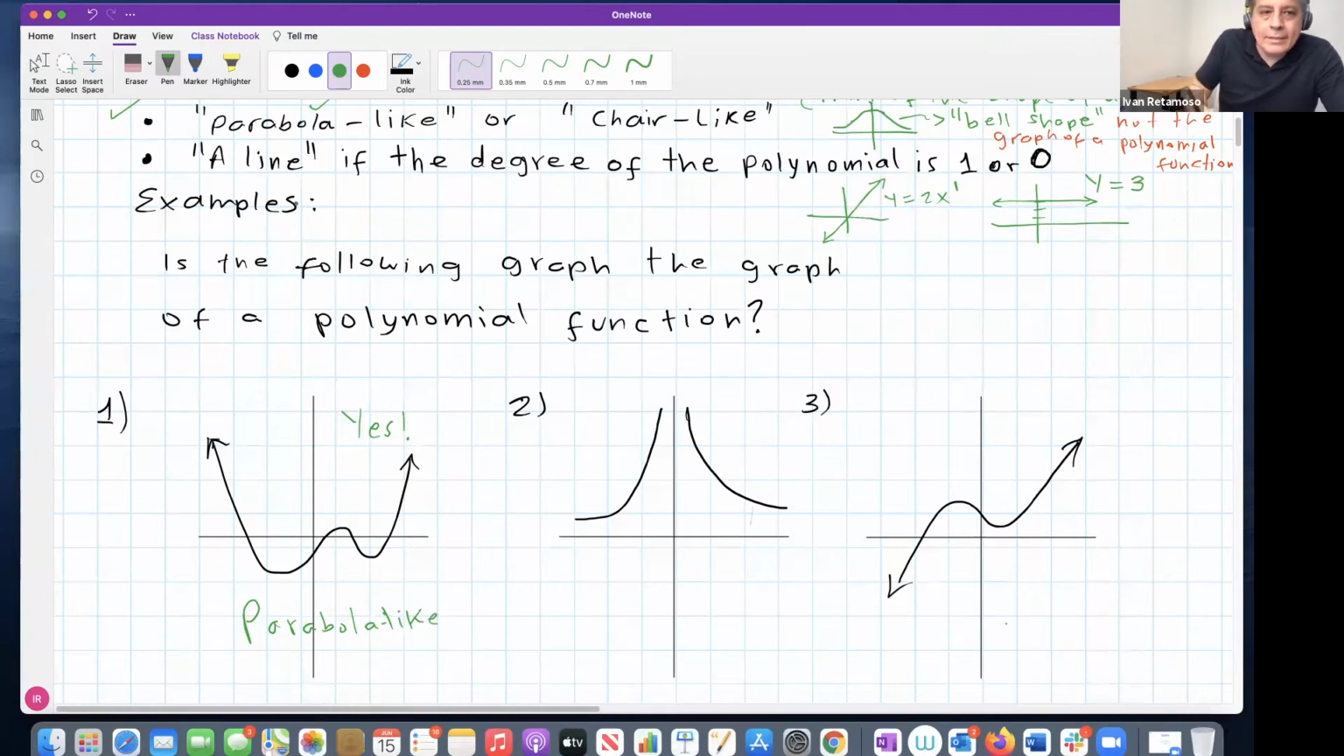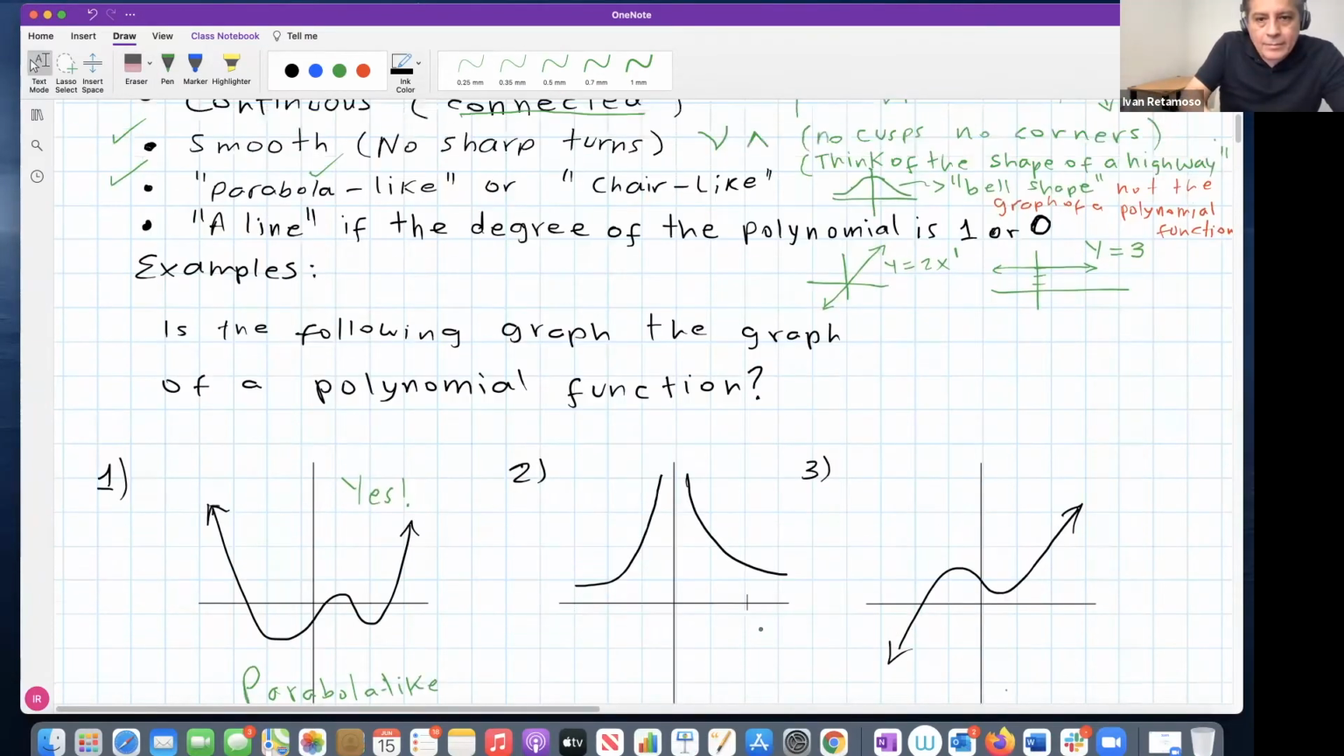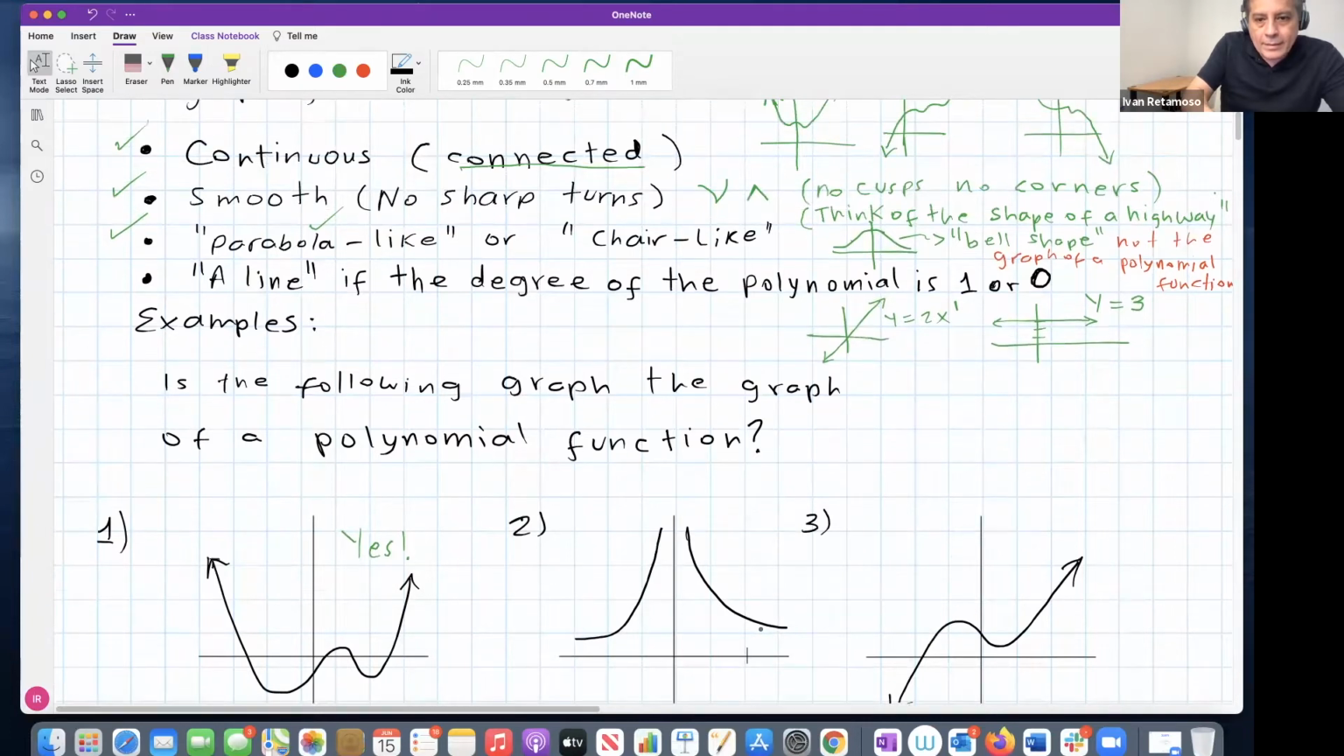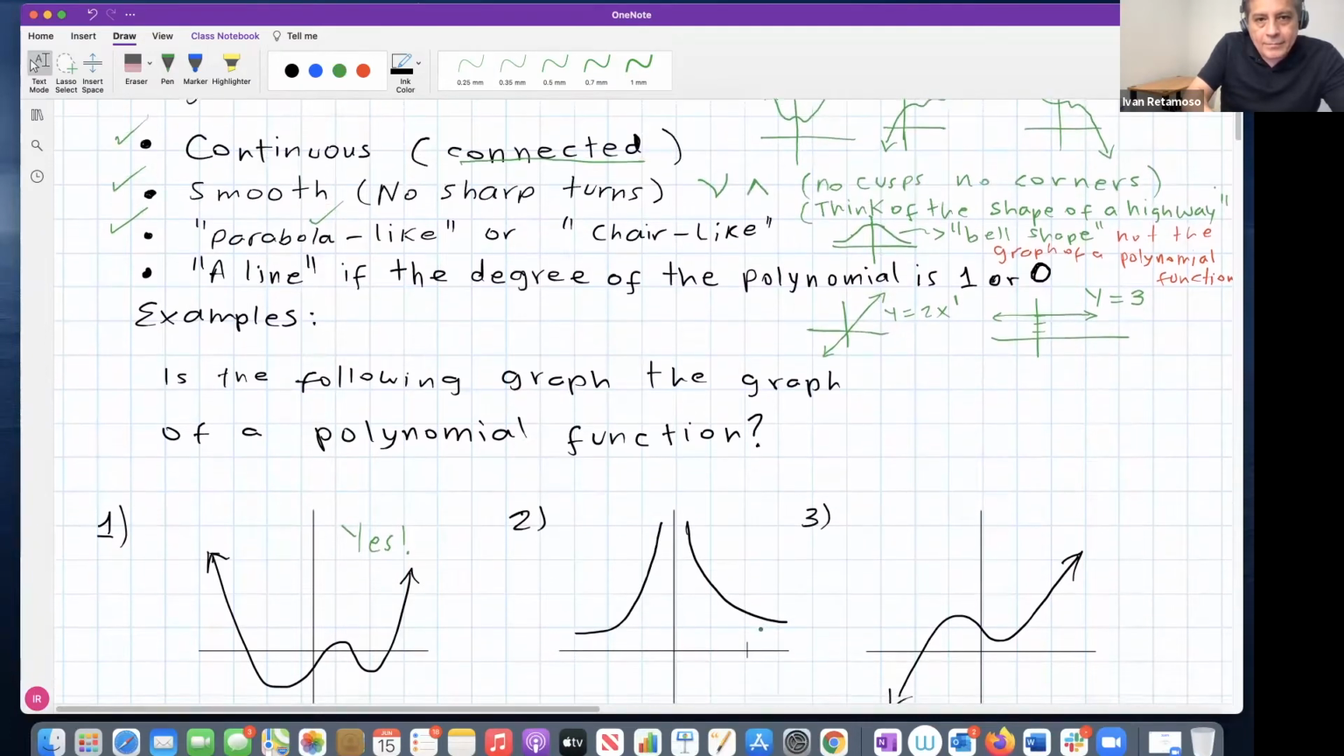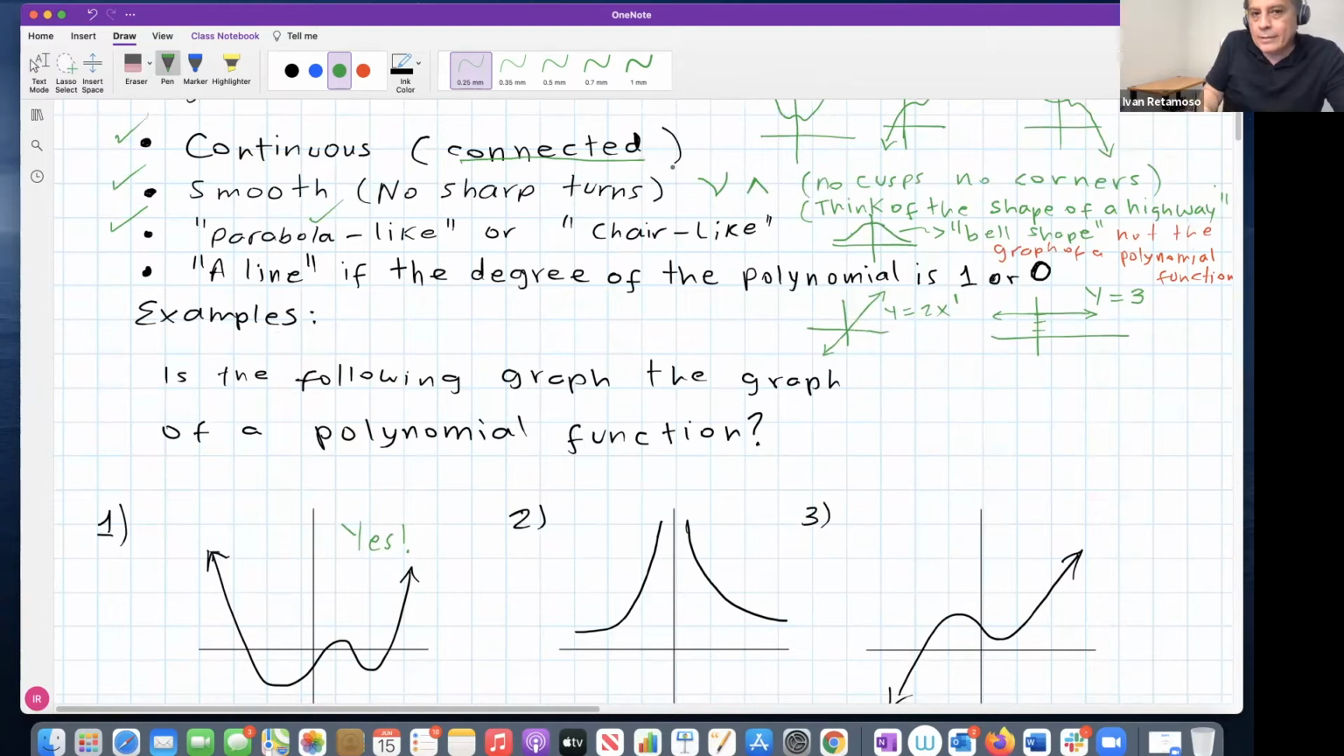Number 2, is this the graph of a polynomial function? Anybody in the chat could say number 2. Well, guys, if we check the conditions for this to be the graph of a polynomial function, look, continuous. It must be all in one piece, right? Look at this. It doesn't follow that, right? Broken, look, there's a gap. So no.